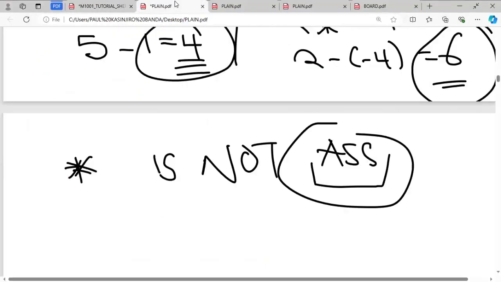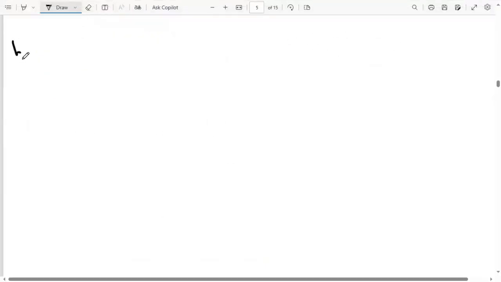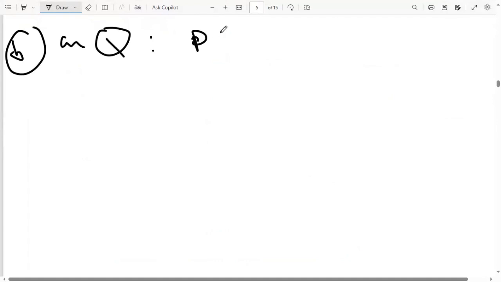Okay, so let's go to the board. Okay, so we are on B now. We are on the set of rational numbers. And then we have this binary operation here where they're saying P star Q is actually equal to P plus Q divided by what? Divided by 2. Okay, so this is how the binary operation is being defined.